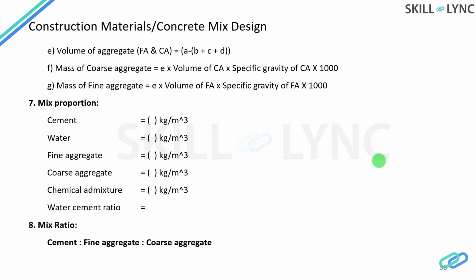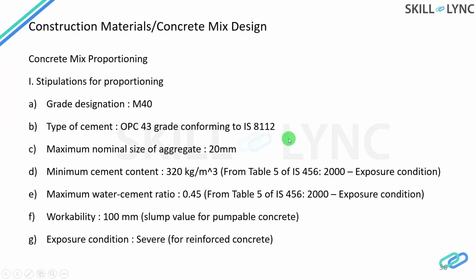So this will be in the form of 1:2:4. Example 1:2:3. In any ratio, it will be identified. So this is the procedure to calculate the concrete mix design for any grade of concrete. So let's see it with an example, so that it will be clearly understood. So now let's see the concrete mix design for M40 grade.